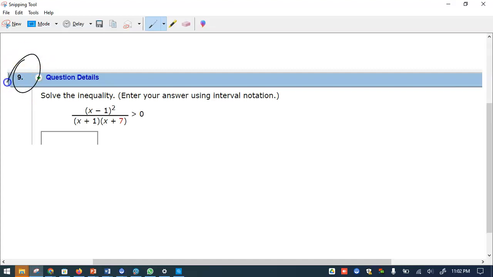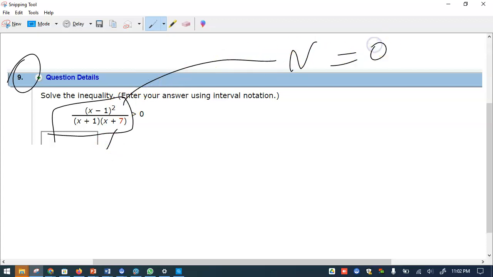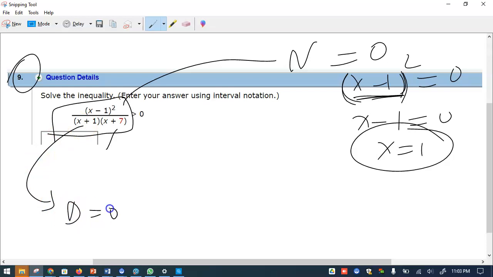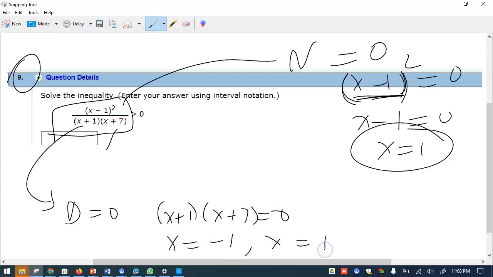Problem number 9, if you see, here you are given this part. So all you do is, when does the numerator become 0? You can see it is (x minus 1) squared is 0, and the only possibility is the parenthesis has to be 0, so x equals 1. And the question is, when is the denominator 0? So for this you have to say, okay, x plus 1 is 0, and x plus 7 is 0, and then you can just do the opposite, which is minus 1 and minus 7. So these are the main numbers.